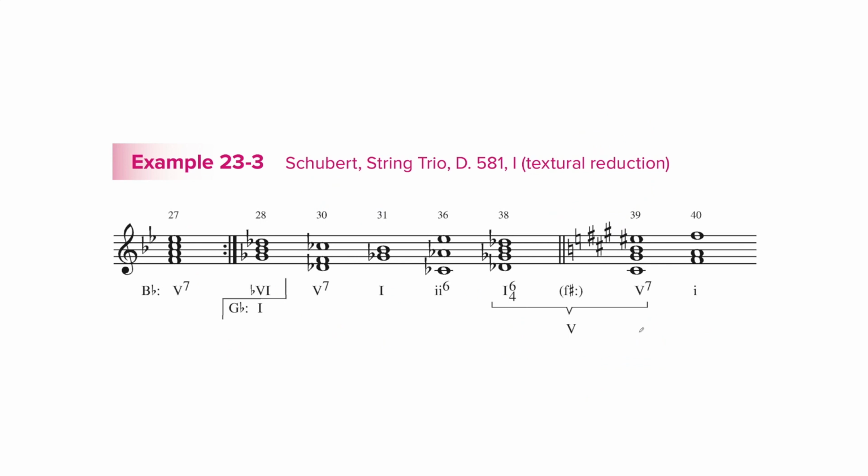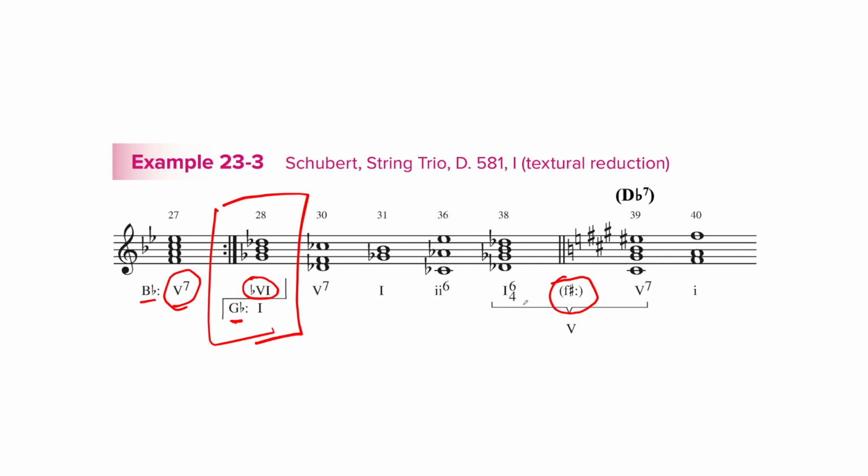And you see here the analysis. It begins in B flat, then 5-7, after that flat 6, and this is the point of modulation. It changed into G flat major. 1, 5-7, 1, 2, and here happens the enharmonic spelling. I'm saying it once again. This is not enharmonic modulation.